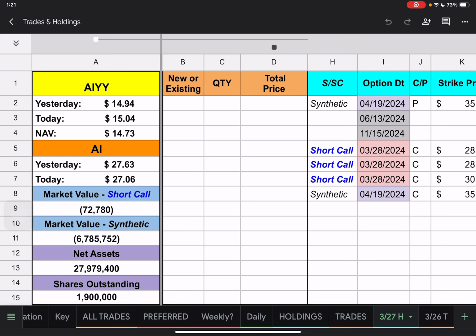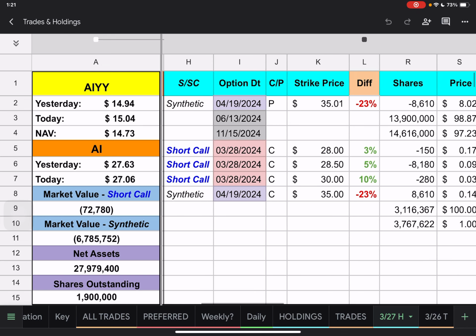Let me know. Okay, we have no trades to go over for AIYY. Let's see, we have 3 weeks, 1, 2, yeah, 3 weeks and 2 days. There's no other holidays in there, so 3 full weeks and 2 days before these synthetics expire. So just keep that in mind on some of these, because you'll see like this one's really red.